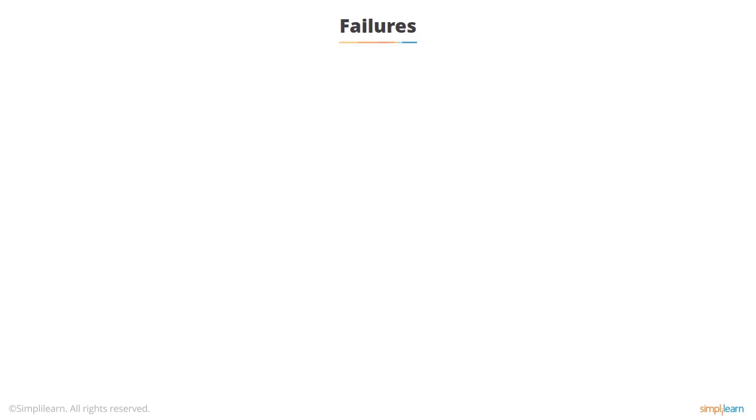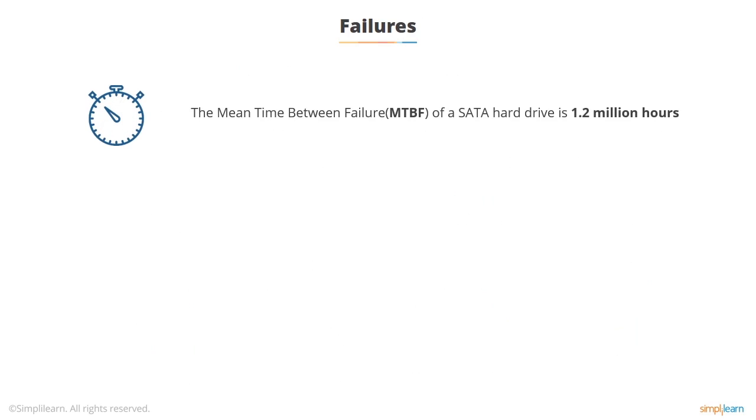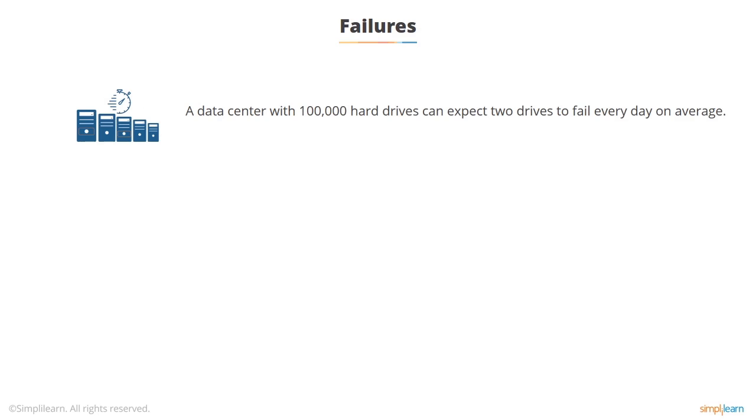To give an example of failures, the standard SATA hard drive has a mean time between failure of 1.2 million hours. That's a long time, it's several years. But if you think about it, a data center with 100,000 hard drives, the laws of statistics, if you multiply those numbers together, says you can expect 2 drives to fail every day on average, which is quite staggering really, isn't it? Most people don't expect hard drives to fail, but if you've got hundreds of thousands of them, they're going to fail.